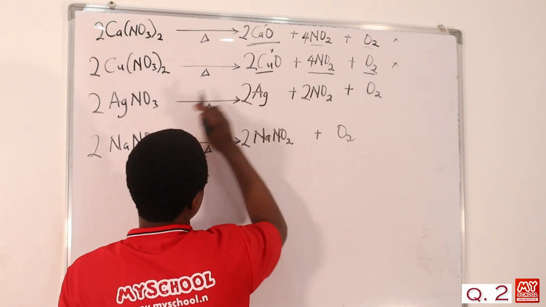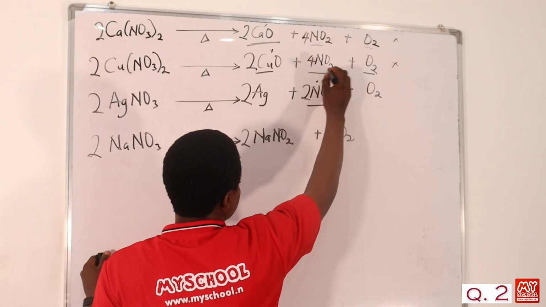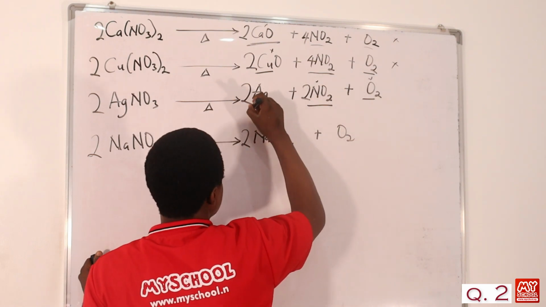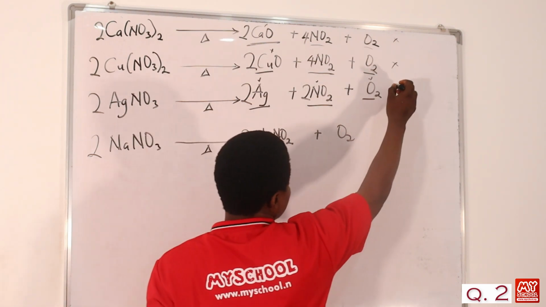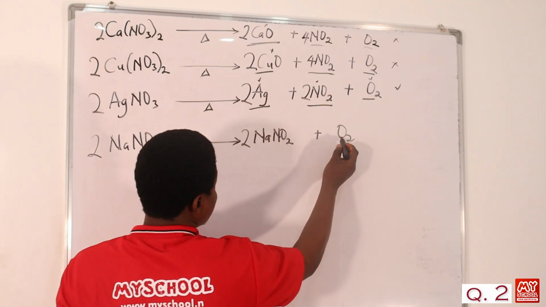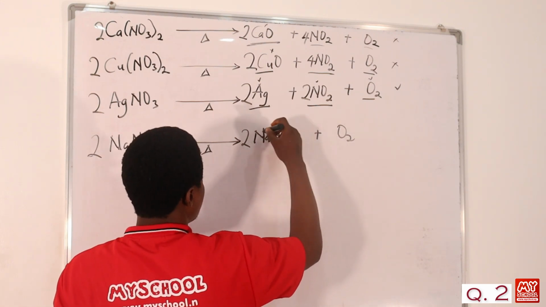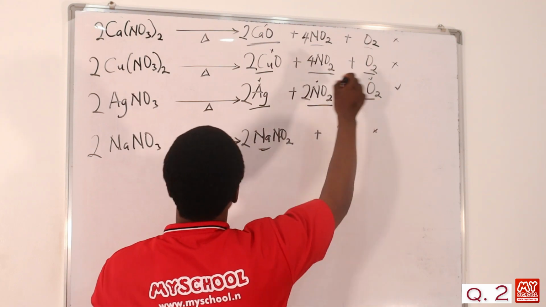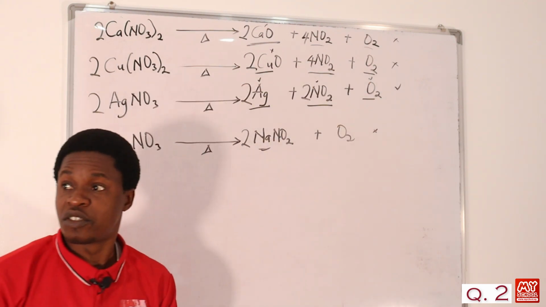Silver nitrate, for this we have nitrogen oxide, yes, we have oxygen, yes, and then we have silver, which is what? A free metal. So this is correct. Look at this, we have only oxygen, we don't have nitrogen oxide, and we don't have a free metal. So option C is the correct. Let's move on to the screen.